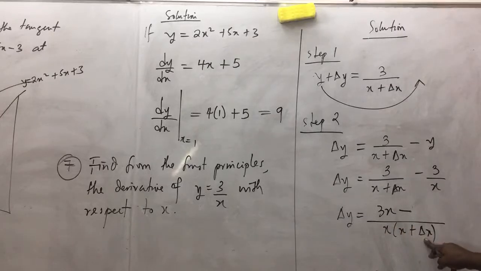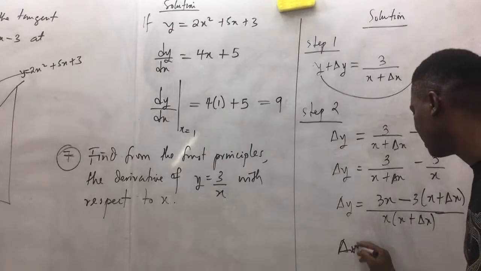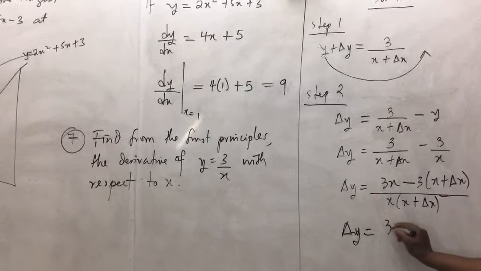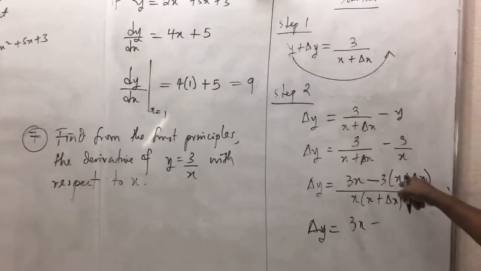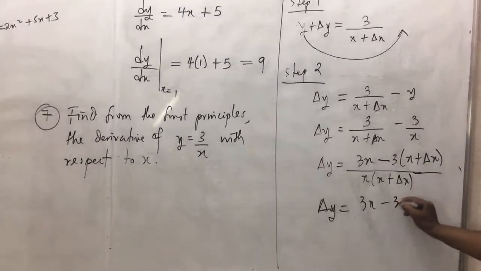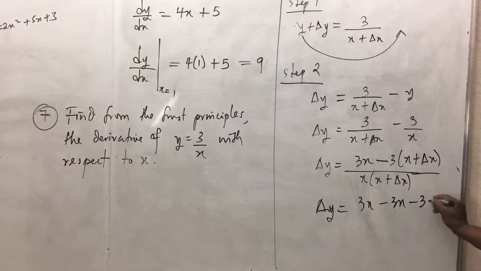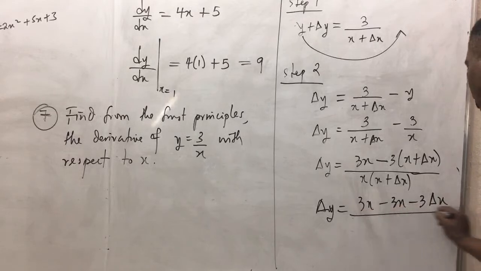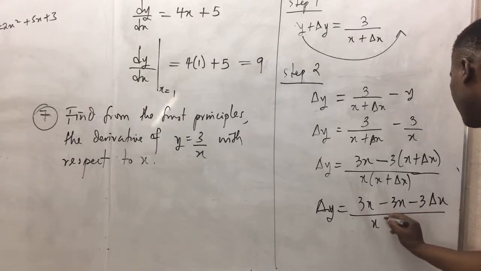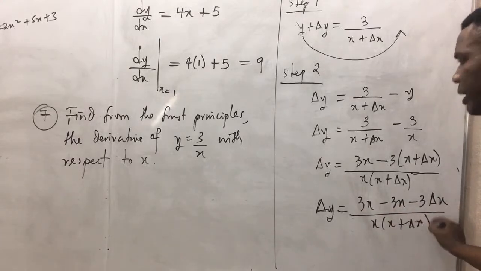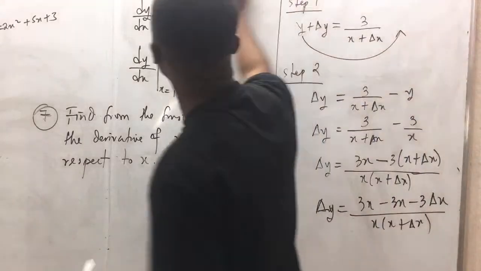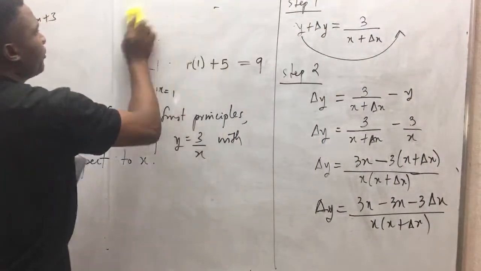And x plus change in x goes to multiply 3 to give us 3 in bracket x plus change in x. Now, if you simplify further, you will end up having 3x minus 3 times this x here gives you minus 3x, and minus 3 times change in x gives you minus 3 change in x, all over x in bracket x plus change in x. So let's continue the problem over here.